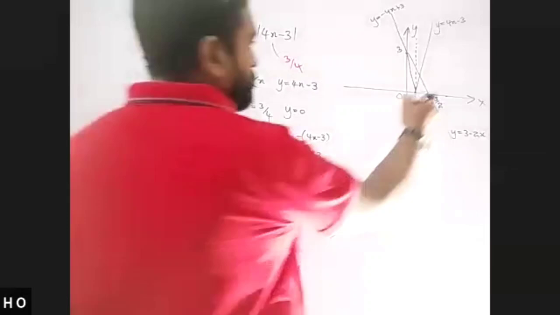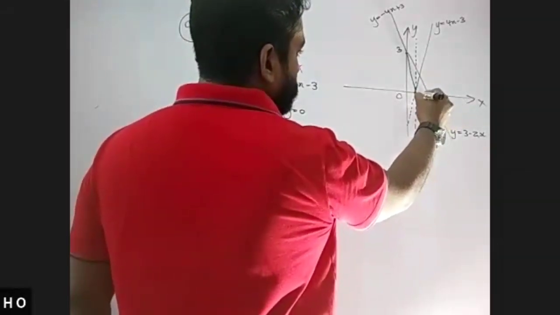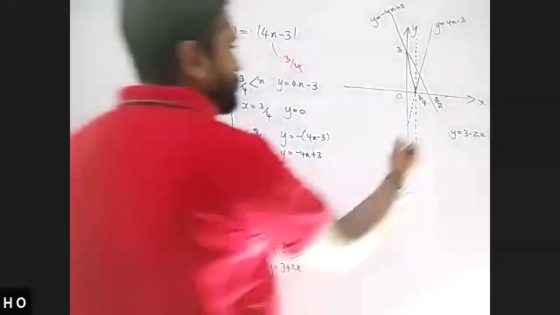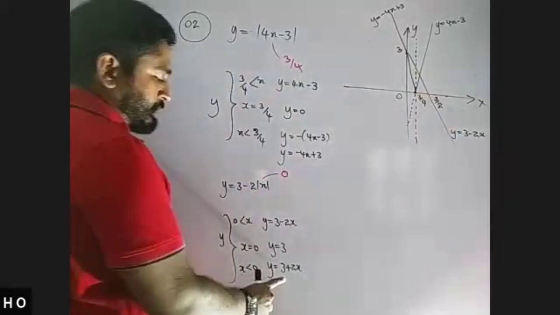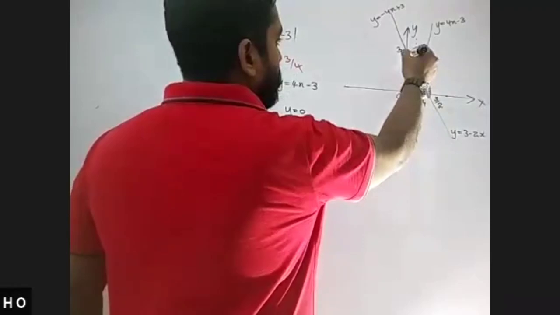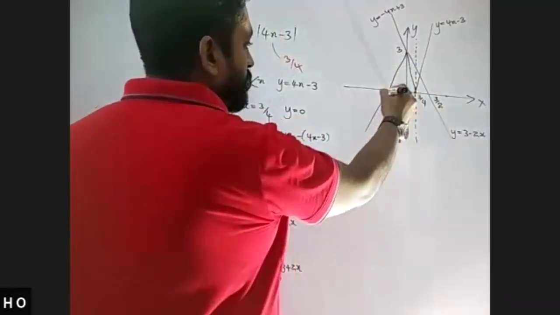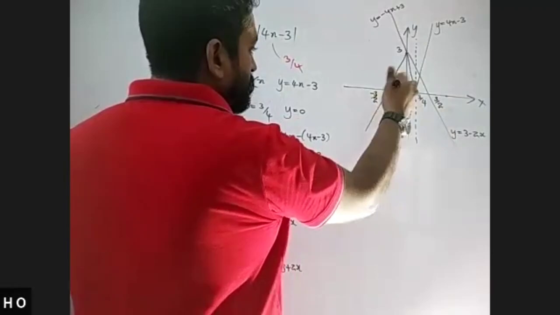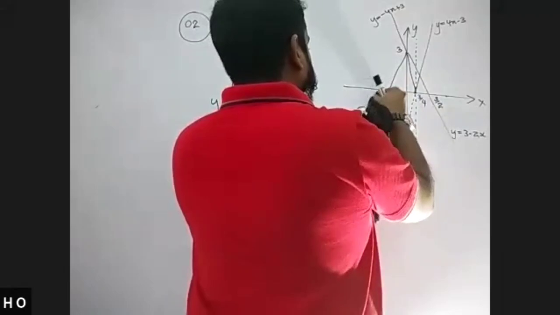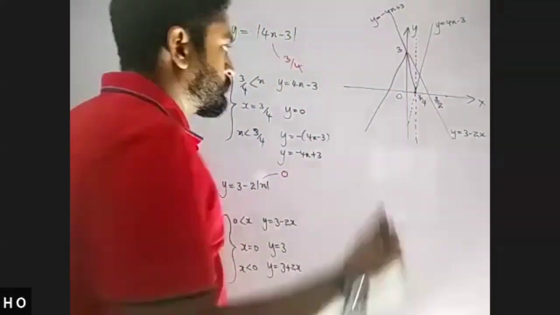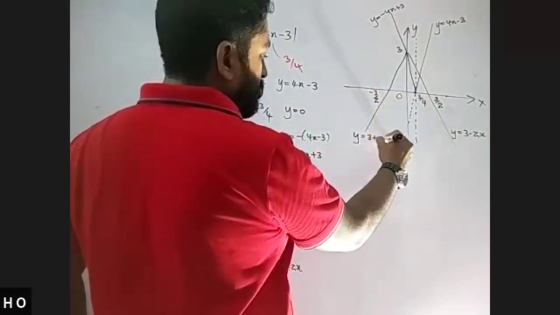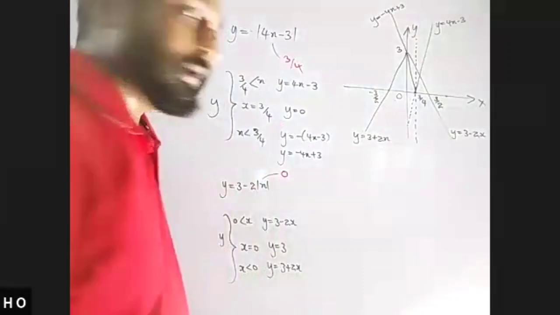When it is less than 0, it is 3 plus 2x. So you have to have the cutting point on the x-axis by making y 0: minus 3 by 2. So this is minus 3 by 2. So the graph is y equals 3 plus 2x, right?